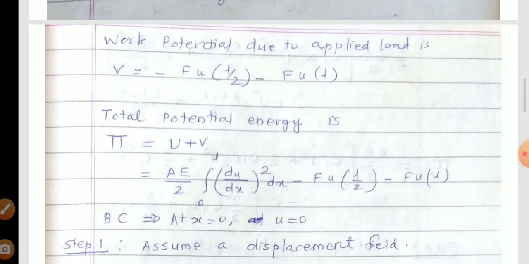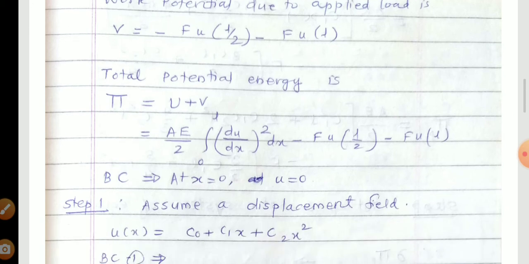So F is the load, right? The work potential V equals minus F u at L by 2. So at L by 2 the work potential is minus F u, and at the end it is minus F u at L. So the total potential energy is pi, that equals U plus V, U being the total strain energy and V the total work potential.